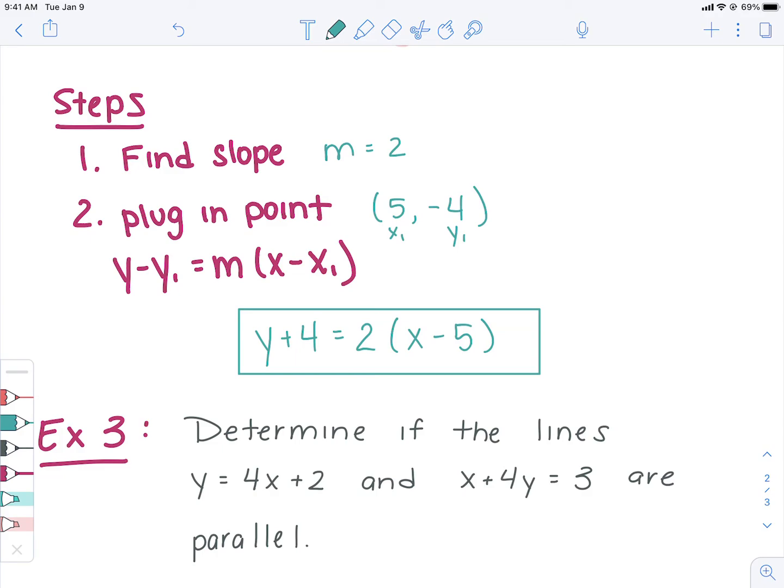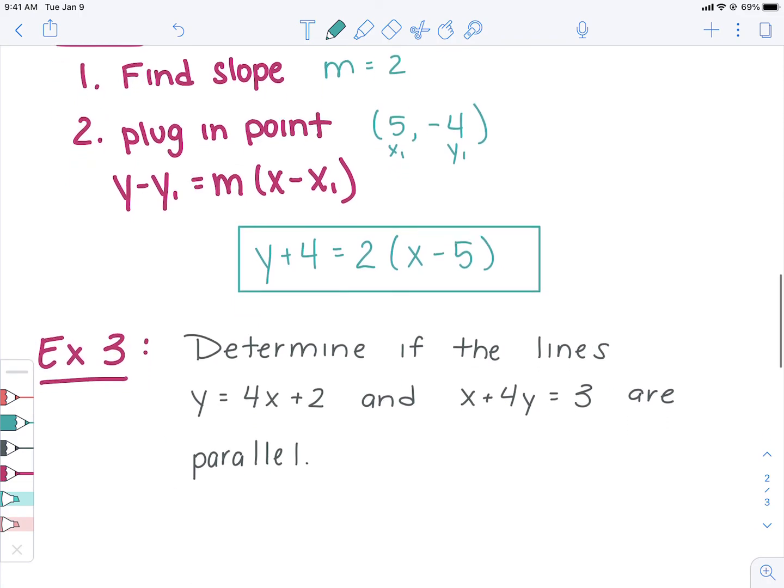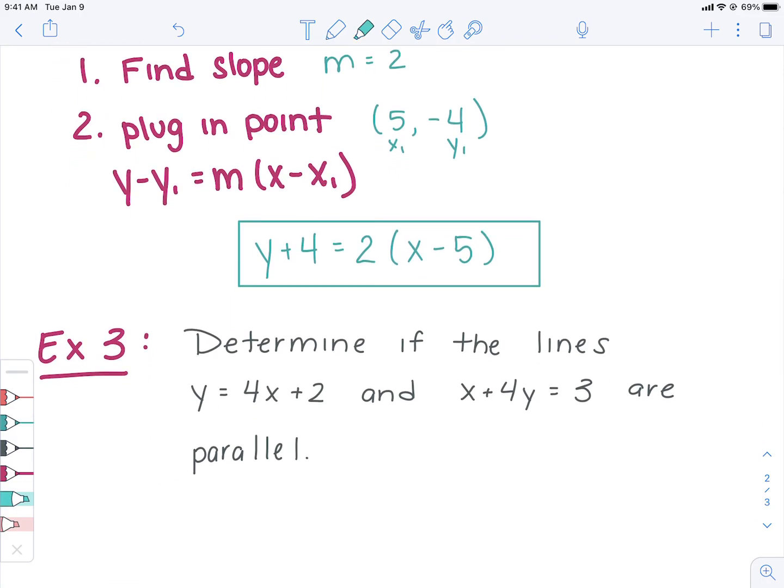So in order for us to determine if y equals 4x plus 2 is parallel to x plus 4y equals 3, we just need to know the slopes of both of those equations. The first one is easy for us to look at and pick out the slope because it's in slope-intercept form. We can see that slope right in front of the x value. So we can see that the slope of the first one is right there. We see that it's 4.